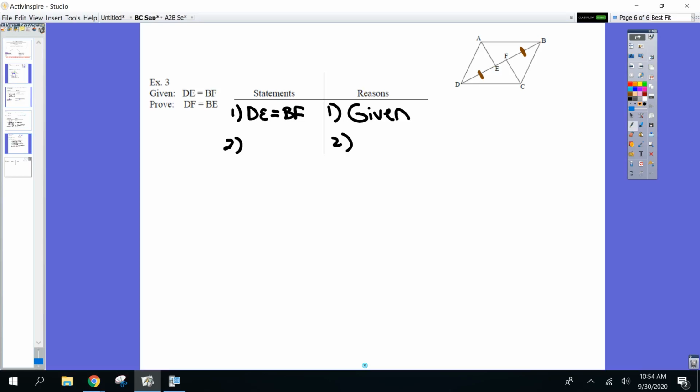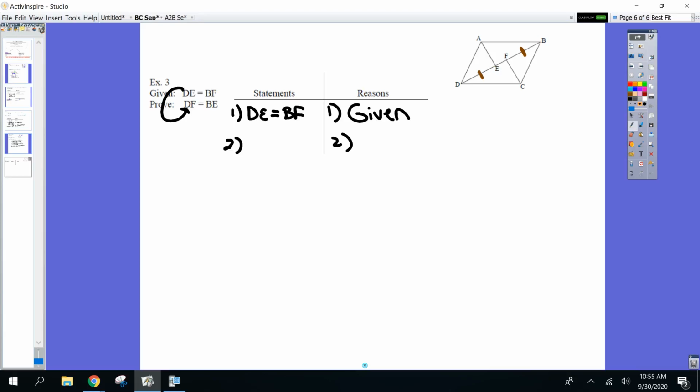Look at your proof statement. Look at the two segments I need equal at the end of this. I need DF and BE to be the same length. It's weird. So I'm asking you, how do I go from DE and BF to DF and BE? How do I go from this one to that one?